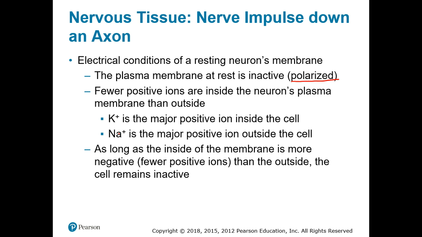If we're looking at ions, potassium is going to be one of the major ions inside the cell when it is polarized, and sodium is going to be the major ion that is outside the cell when it is polarized. And as long as the inside is more negative, meaning fewer positive ions than the outside, that cell remains inactive. What that means is no nerve impulse is sent.